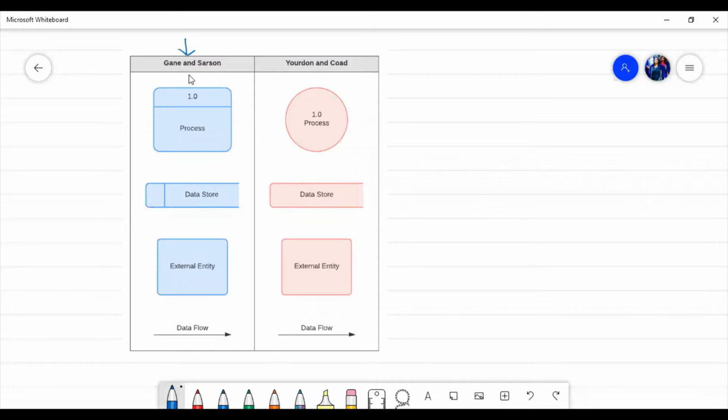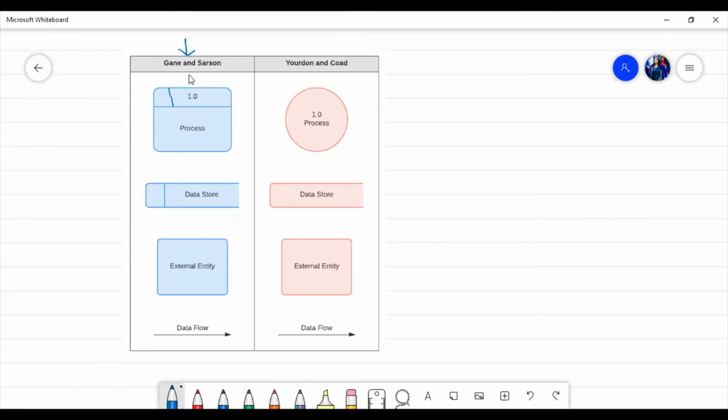Here, this is a process. This is how we denote a process in Gane and Sarson symbols. Sometimes we can put a line like this as well. We can use a line, put the number here, and write the place where this process is happening. We can write it like that as well.